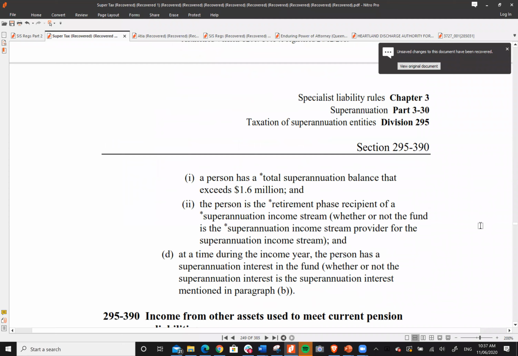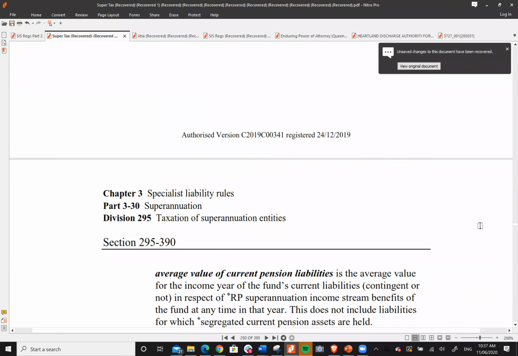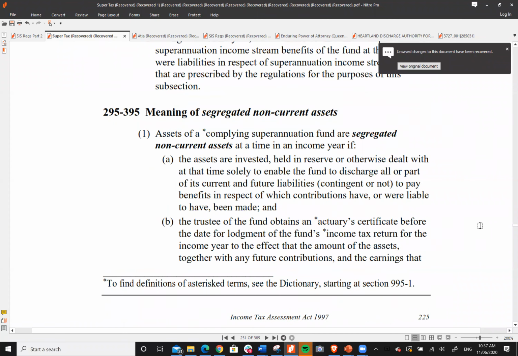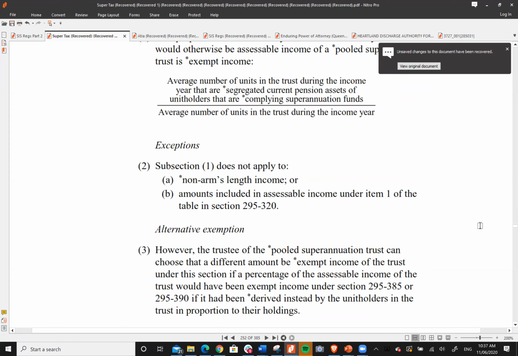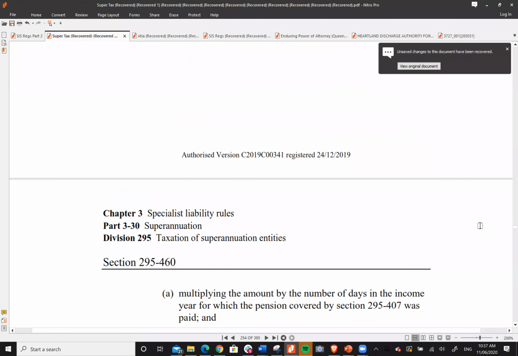Some small fund assets, income from assets used to meet current pension. We all know that one. So that's all sitting there. There's the legislation for you. Now we should be getting up to deductions. Okay, other exempt income. Okay, there's D.